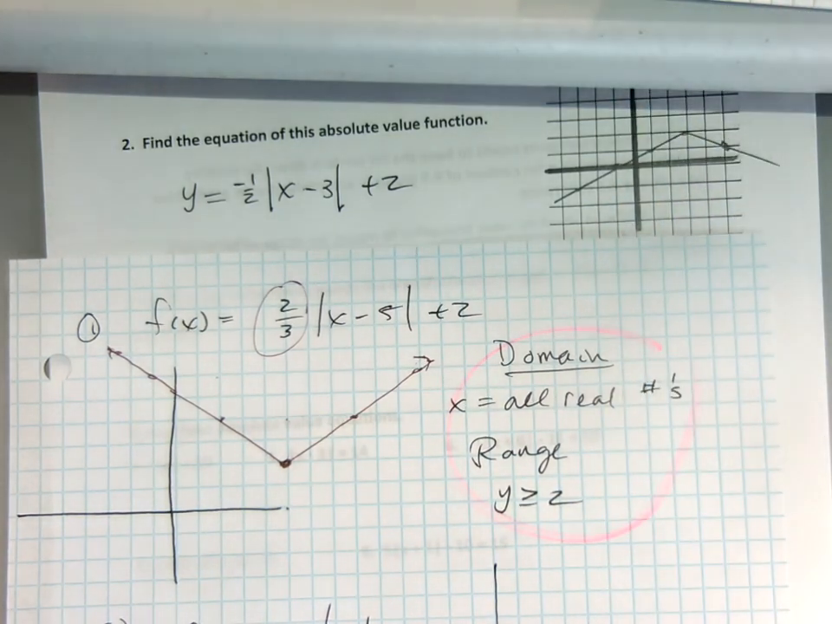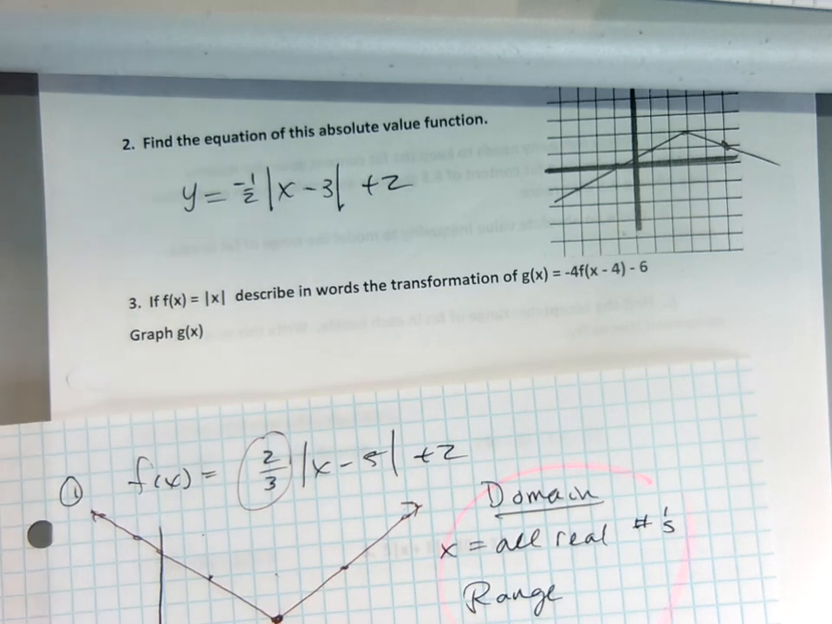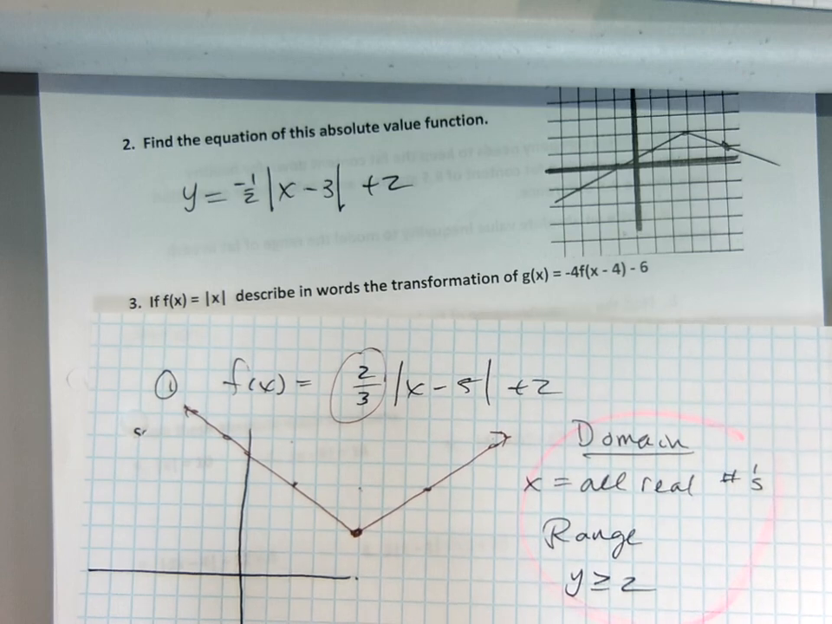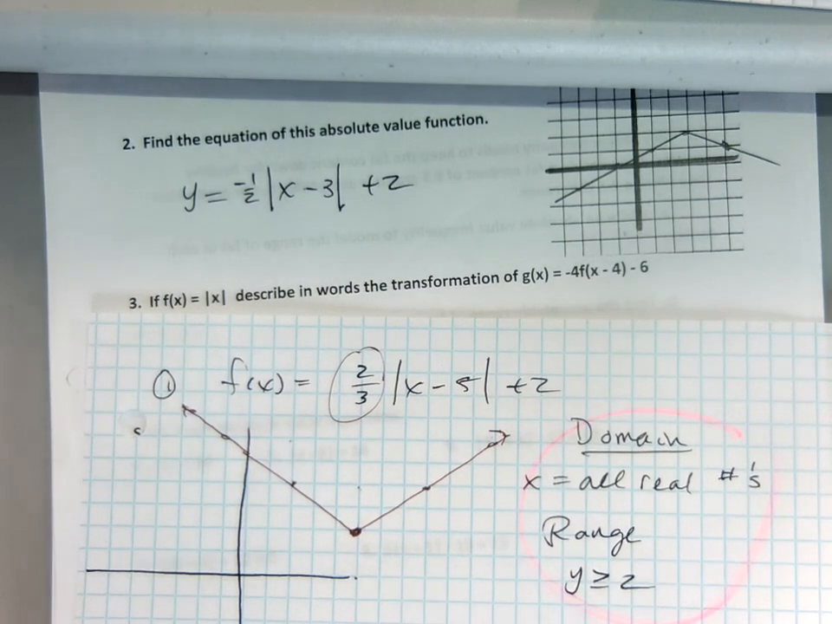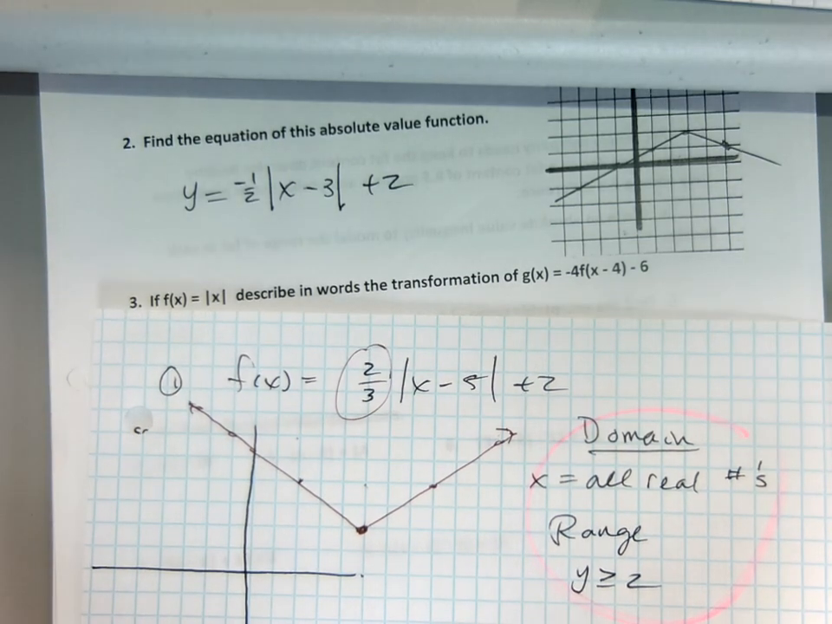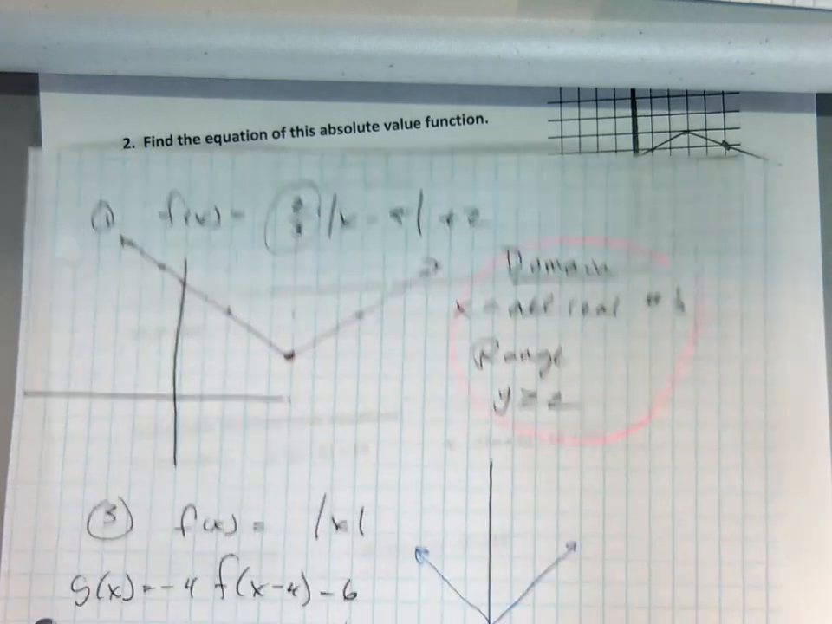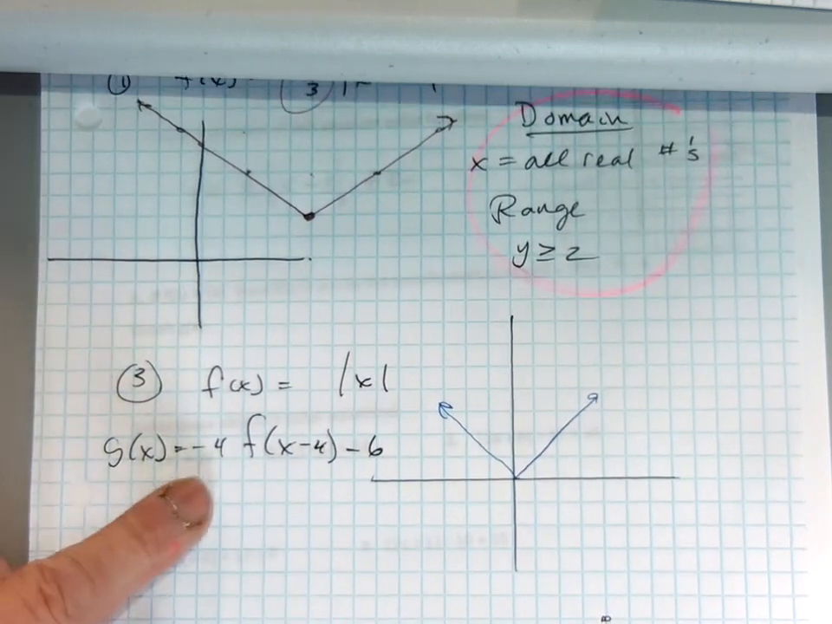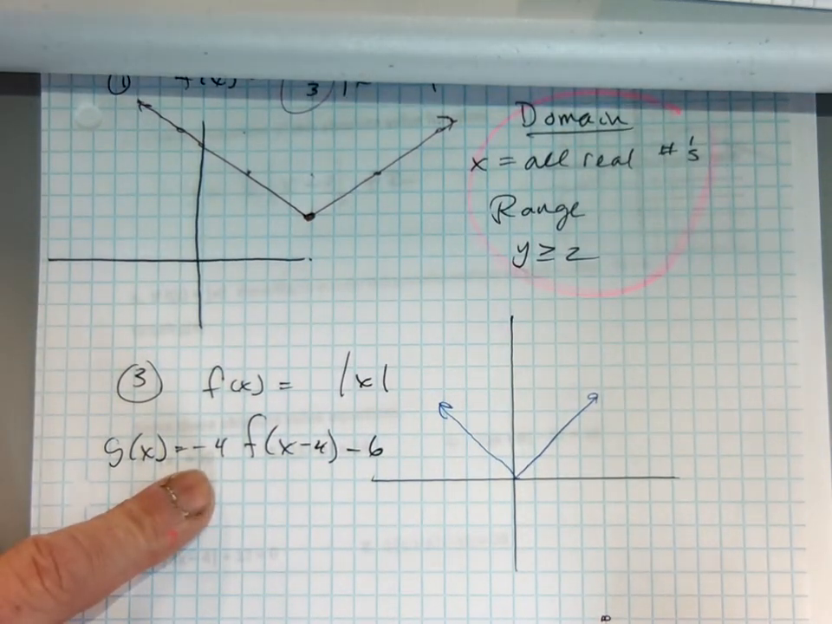It says that g of x is going to equal negative 4 times f of x minus 4, minus 6. So first of all, it's going to go positive 4, because it's the opposite, and down 6. 1, 2, 3, 4, 5, 6. It's way down there. And it's got a slope of negative 4, so down 4 over 1, down 4 over 1. So it's way down there, isn't it? And it's pretty skinny.